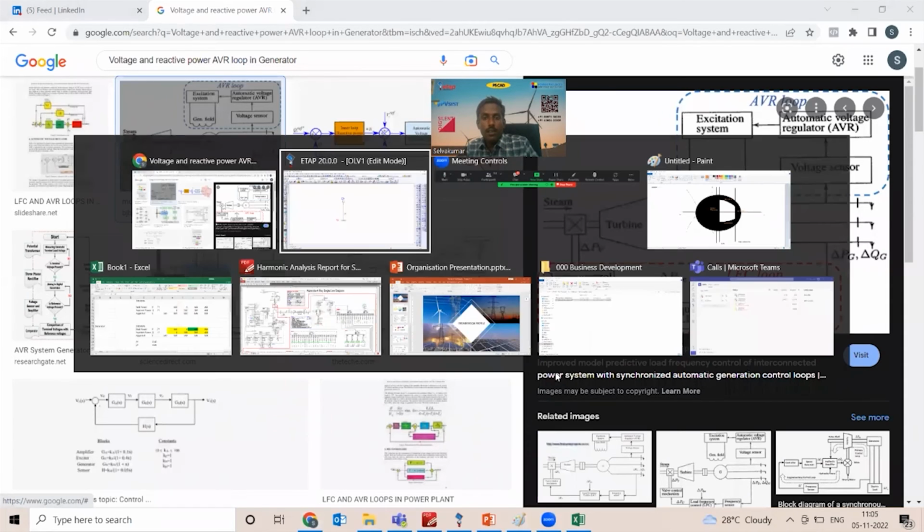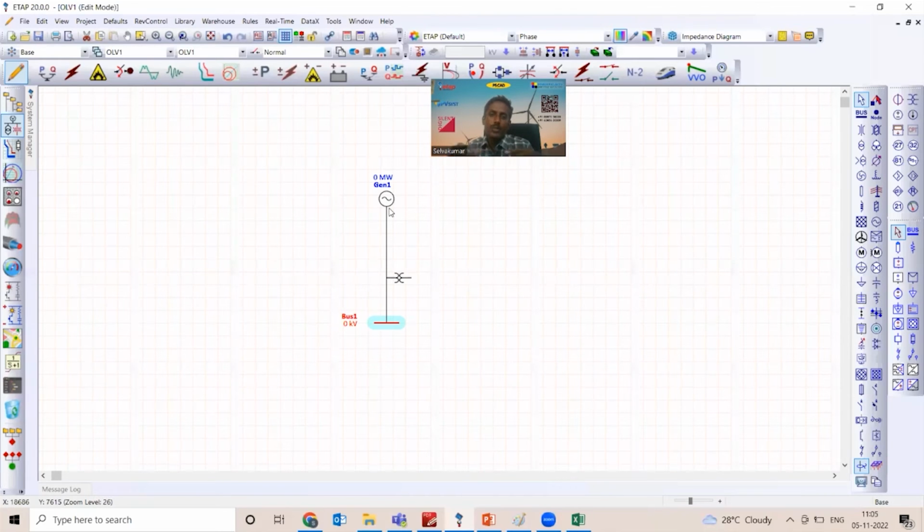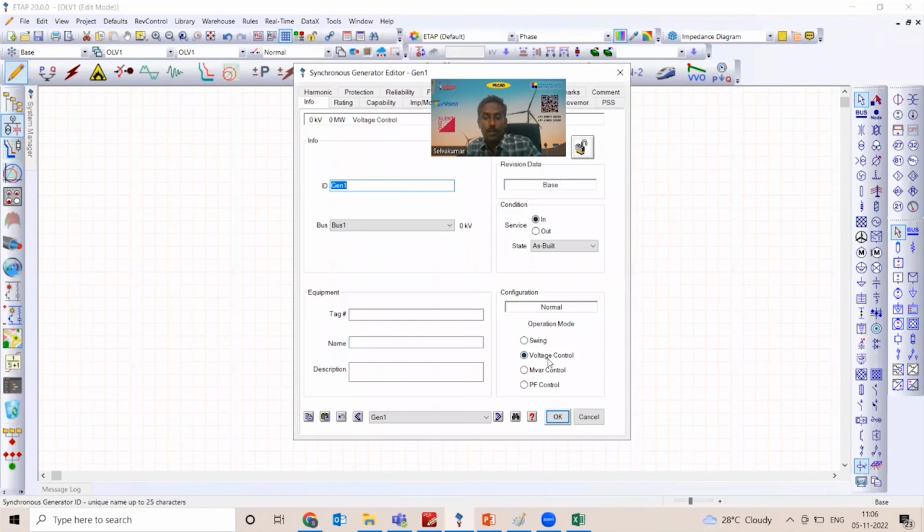So this AVR does not necessarily have to operate only in voltage control mode. It can operate in any mode. It can operate in voltage control mode. It can operate in MVR control mode. It can operate in power factor control mode also. Voltage control is what we are already aware of, what we are doing quite frequently.